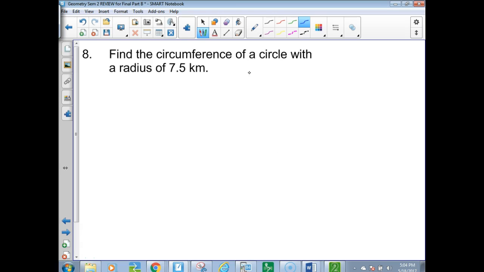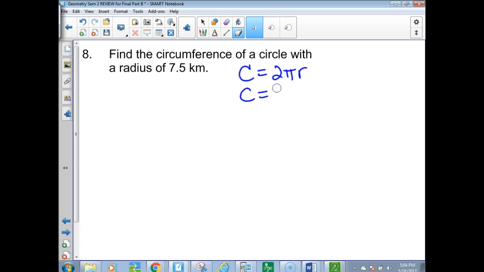Number 8 says find the circumference of a circle with a radius of 7.5 kilometers. The circumference formula, you can use either the 2 pi times the r, that's going to be on your sheet, or pi times the diameter is what it's going to say.